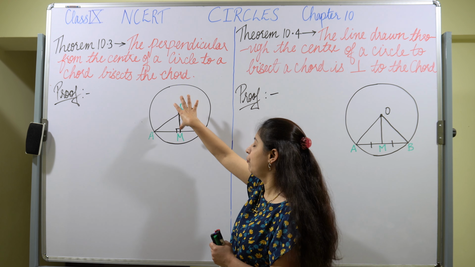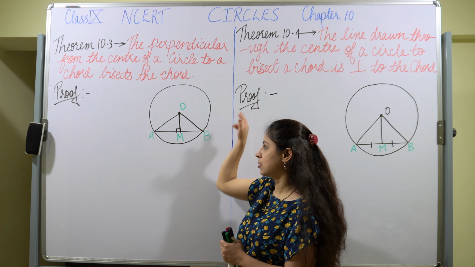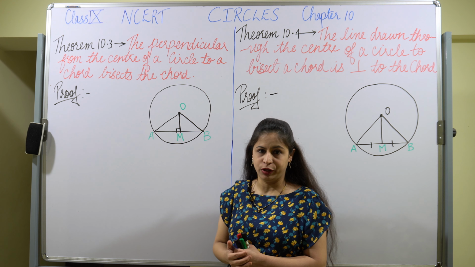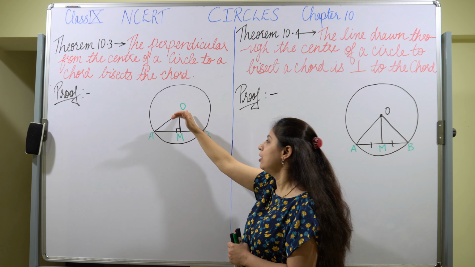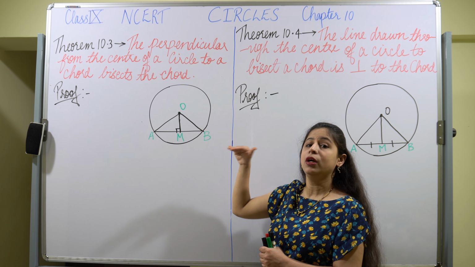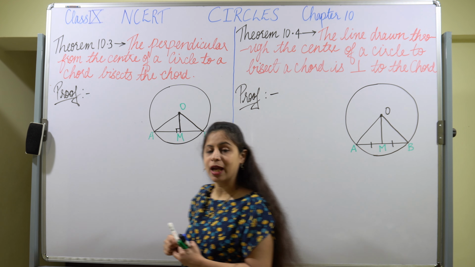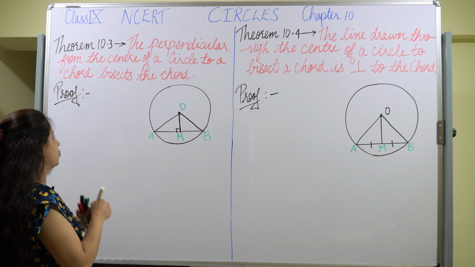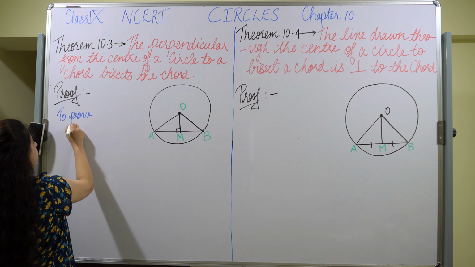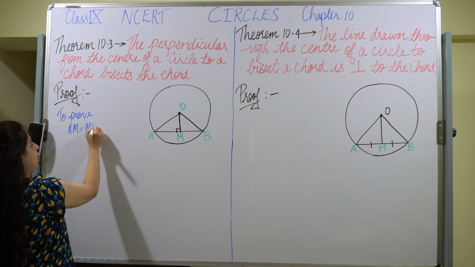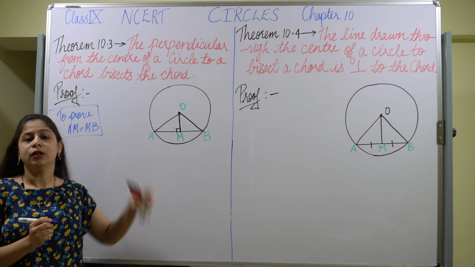It is saying that if we draw a perpendicular from the center of the circle to the chord, let us say this is a circle and AB is the chord over here, and the circle has center O. The perpendicular is drawn from the center to the chord, and it is bisecting the chord. So we have to prove that AM is equal to MB. When we prove this, we will be proving our Theorem 10.3.